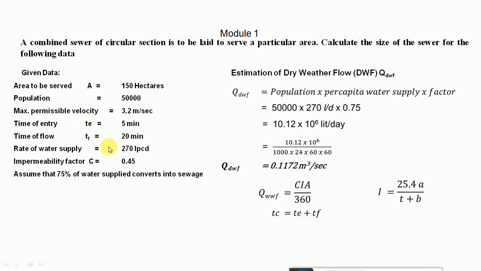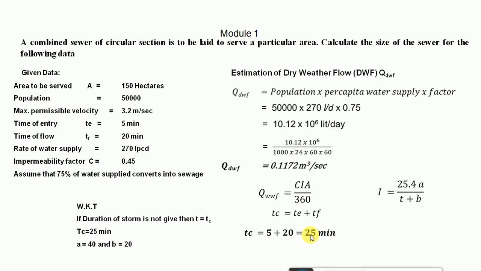So that's why we can obtain the time of concentration by adding these two values, that is time of entry 5 minutes plus time of flow 20 minutes. It will work out to a total of 25 minutes. If the duration of the storm is not given, then T is equal to TC. So the TC value is equal to 25 minutes.